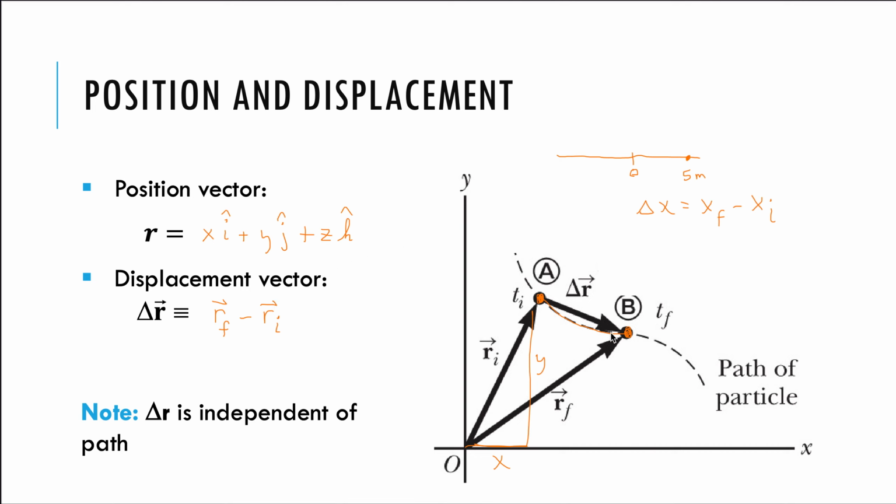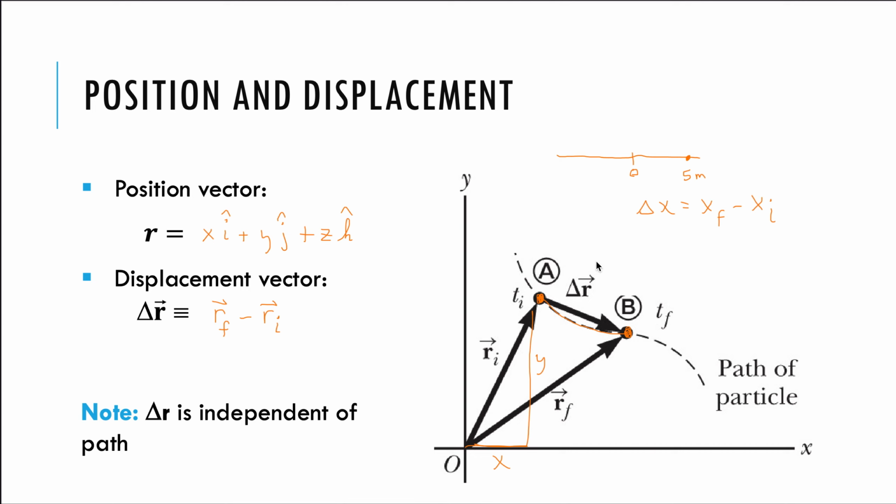We can see in this picture here that we have position vector ri pointing towards A, rf pointing towards B, and delta r, the displacement vector, points from A to B. And this does happen to be the subtraction of rf and ri.